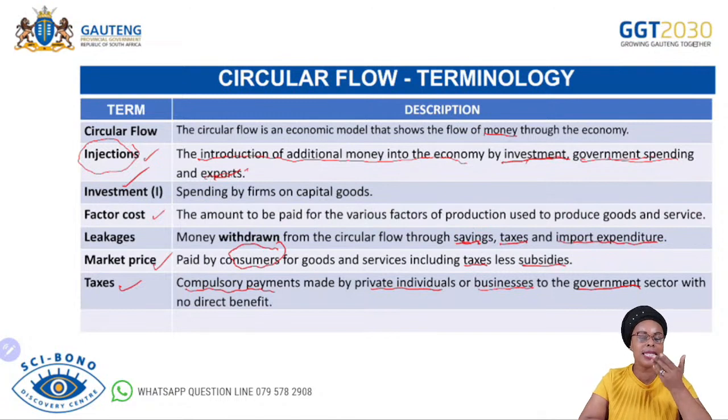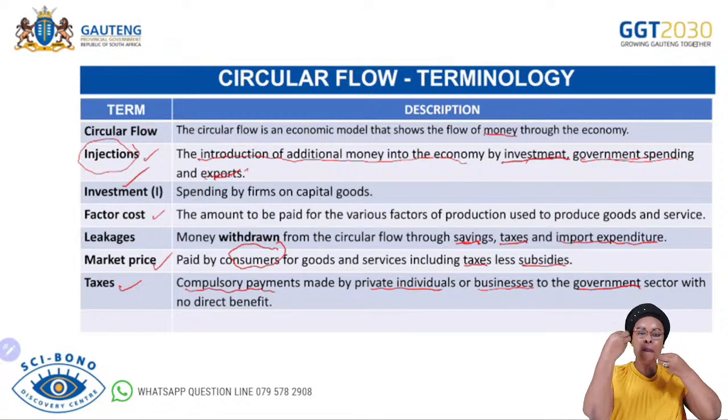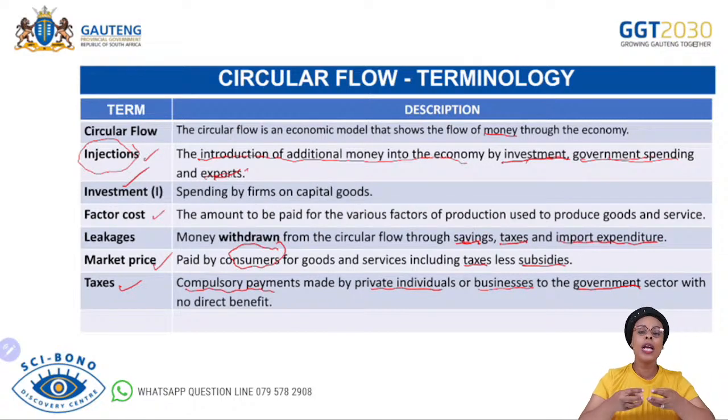Someone sitting there is saying, but ma'am, we pay tax but we receive free education. That is not a direct benefit. When I'm talking about direct benefit, it is when you pay for something, let's say I pay for a pair of shoes, I pay money, I receive the pair of shoes. But with taxation, we pay tax, but the government can use it on a variety of services or expenses.